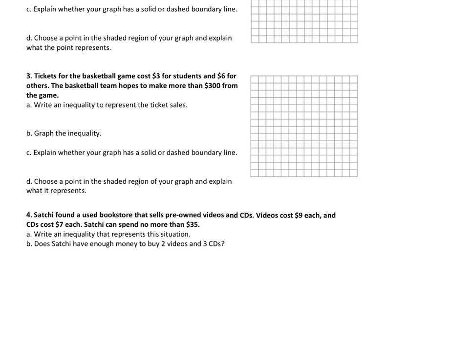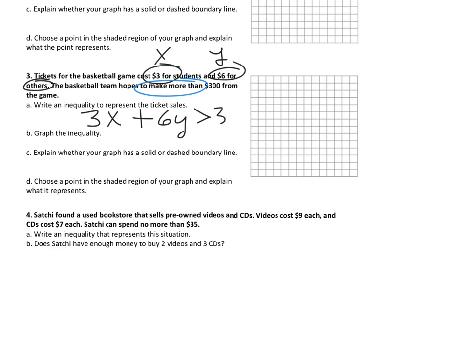So it says the basketball game costs $3 for students and $6 for others, and that the basketball team hopes to make more than $300. Okay, so if we use x for student cost and y for others, then the inequality would be $3 per student plus $6 for others. Here's where we went wrong first. Does this say at least 300? It specifically says more than. So there is no equal to.